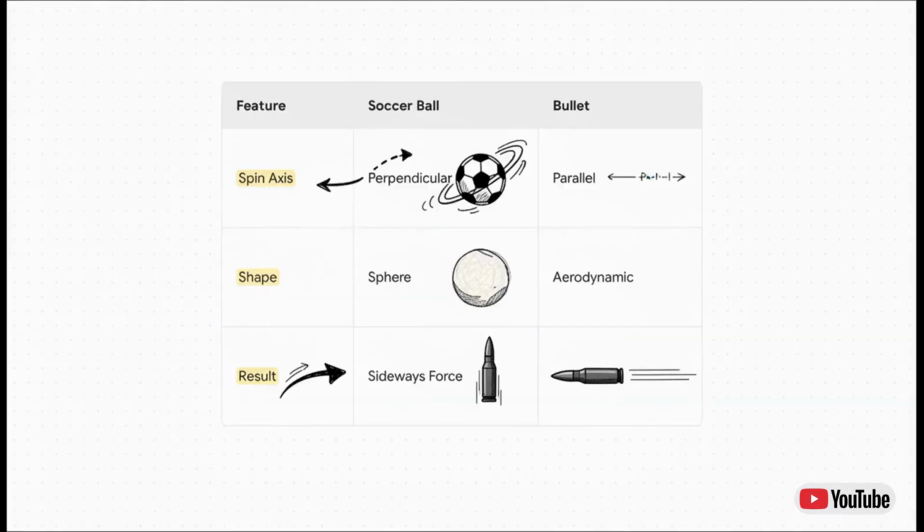So why does it work for a big old soccer ball but not a tiny bullet? Well, it really comes down to two things: spin and shape. A soccer ball is spun perpendicular to its flight path, like a top on its side, and that's what generates the sideways force. A bullet is spun parallel to its flight path, like a perfectly thrown spiral in football. That's for stability, not for curving. Plus, the bullet is shaped to slice through the air with minimal resistance, not to be pushed around by it.